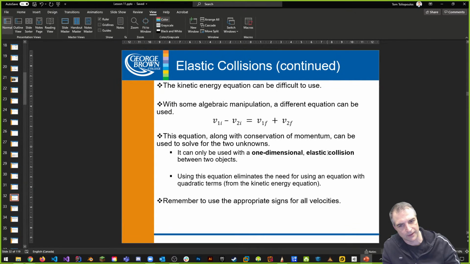It doesn't have to be perfectly elastic between two objects. Using this equation eliminates the need for using an equation with quadratic terms from the kinetic energy equation, and this makes it much easier for us to figure out the final values. So if I have, as an example, 3 of these knowns, and I want to find out the fourth one, it's okay. I can figure it out because I have enough information to do this. I can isolate one of the terms, and I can figure out either the final velocity of the second object or the final velocity of the first object if I know 3 of the other things. Pretty simple.